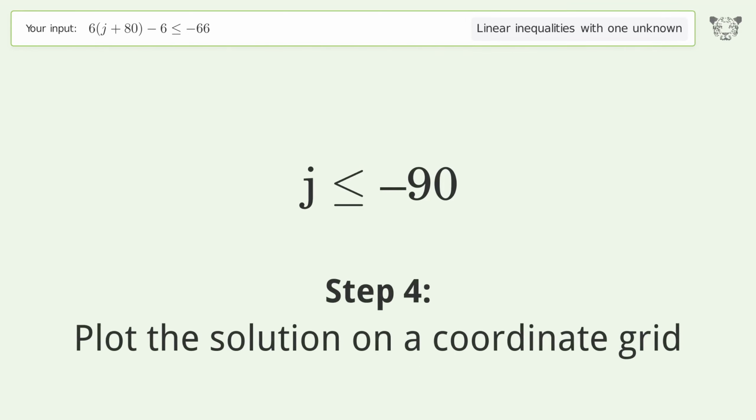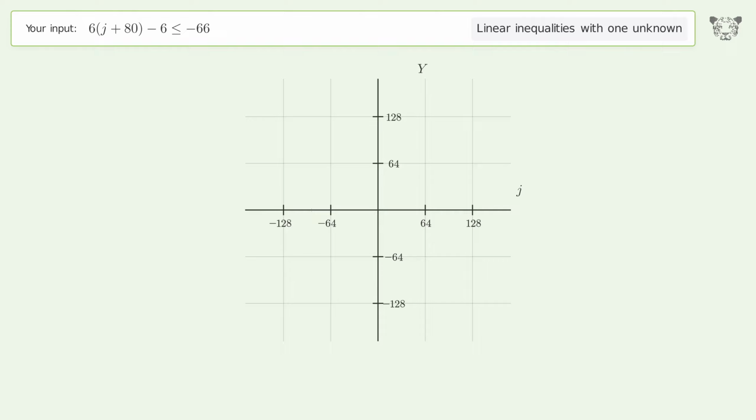Plot the solution on a coordinate grid. And so the final result is j equal or smaller than -90.